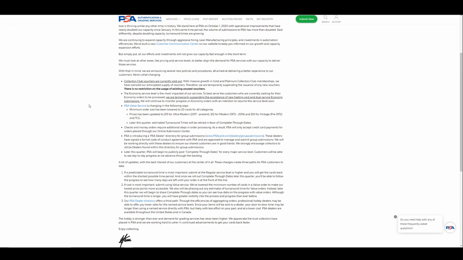What this is essentially, with the economy order going away, economy was kind of the bread and butter for your average person. It was $20 a card. It was about a 3-month turnaround time, all said and done. 20 business days to check it in, 40 to 50 business days to process it, about 3 months total, give or take.